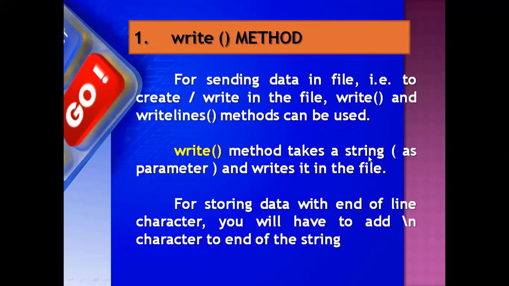The write method takes a string as a parameter and writes it in a file. For storing data with end of line characters, you will have to add \n. At the end of a line, if you want to break your line, then you need to add a \n, the next line character, to the end of a string. So there are two methods, write and writelines, we can use to write data into a hard disk.